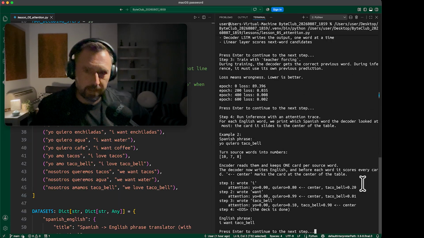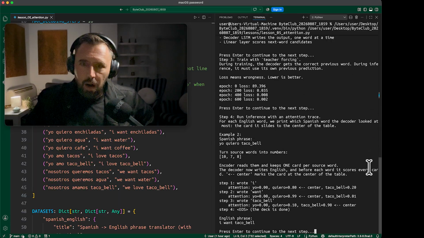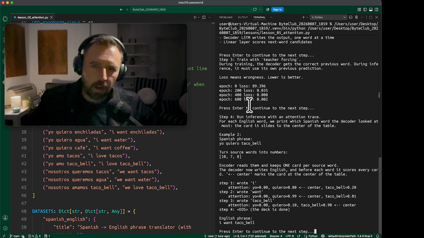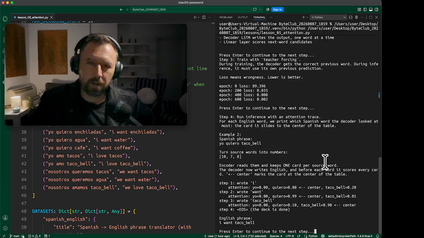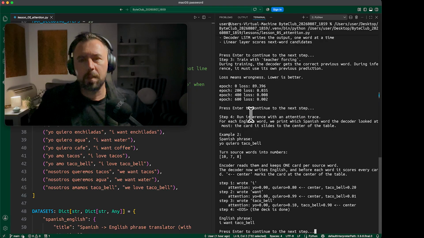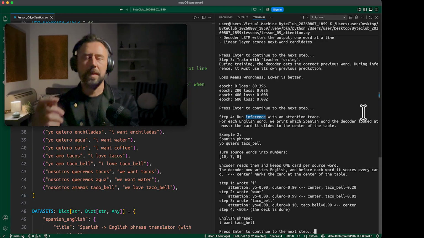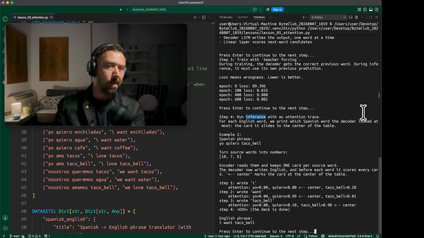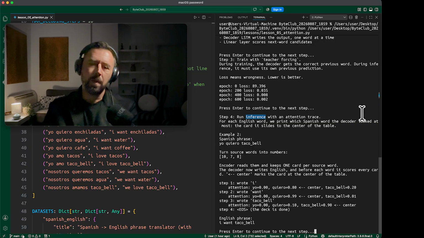These things are so fast now. Right. There's a lot going on here. Run inference with an attention trace. For each word, we print the Spanish word the decoder looked at most, the card it slides to the center of the table. So inference here in machine learning just means like a prediction. So when we see the heart and we guess that means like or love, that's an inference, okay?